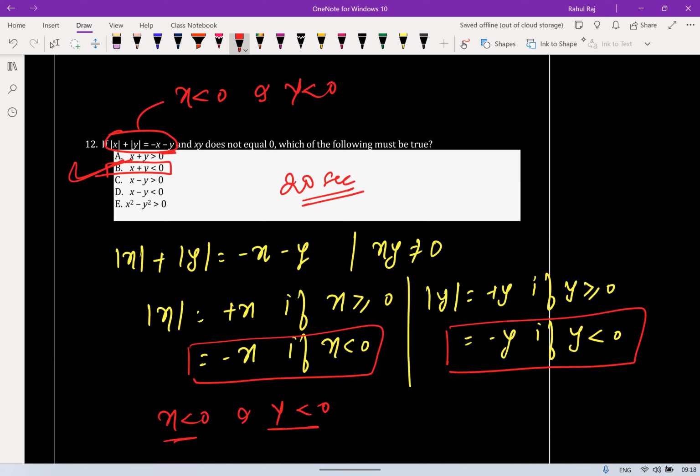So x plus y is less than 0. Got it. Some application is required, but yeah, I see what you mean. It's straight away very much the definition of the mod, Alexa. That's it.